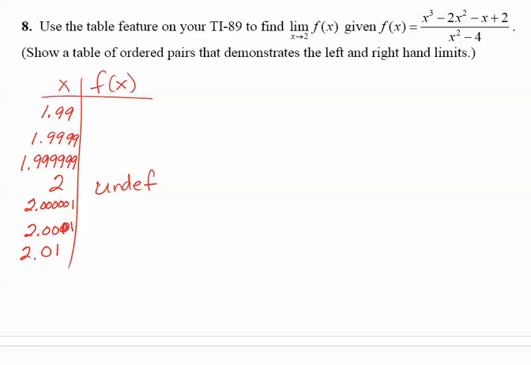So it kind of has some symmetry, but it doesn't really matter as long as you can see that the values are getting close to the same thing. If they don't get close to the same thing on either side of 2, then of course the limit doesn't exist. So we're going to go to our TI-89 and use the table feature.